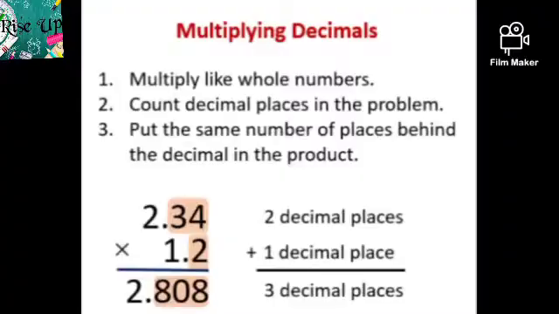So here's just a summary of multiplying decimals. Multiply like whole numbers, count the decimal places in the problem, then put the same number of places behind the decimal in the answer you are getting. So if there are 2 decimals and 1 decimal, altogether 3 decimal places, just like that.